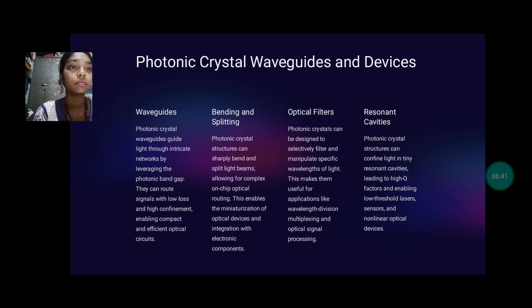Optical filters. Photonic crystals can be designed to selectively filter and manipulate specific wavelengths of light. This makes them useful for applications like wavelength division multiplexing and optical signal processing. Resonant cavities. Photonic crystal structures can confine light in tiny resonant cavities, leading to high Q factors and enabling low threshold lasers, sensors, and nonlinear optical devices.